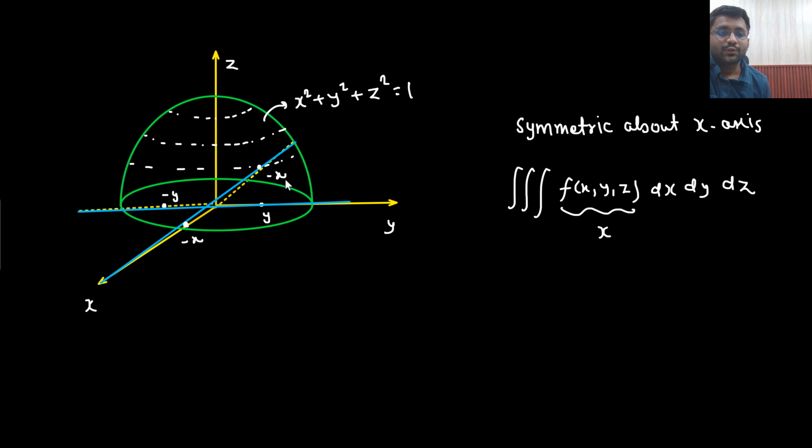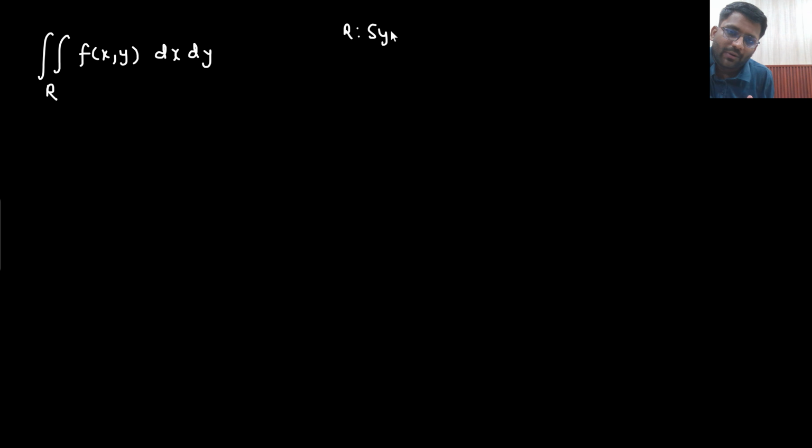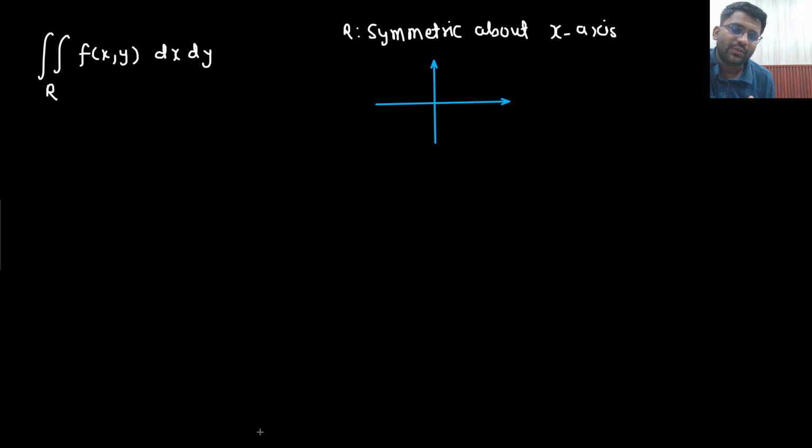Right? So for the 2D coordinate system, we have seen a particular thing. Let's just say I need to calculate, over a region R, f of x comma y dx dy. Now, if your region R is symmetric about x-axis, how would the structure look like? This is your x-axis, this is your y-axis. Let's just say it is symmetric about x-axis. This is how it will look like.